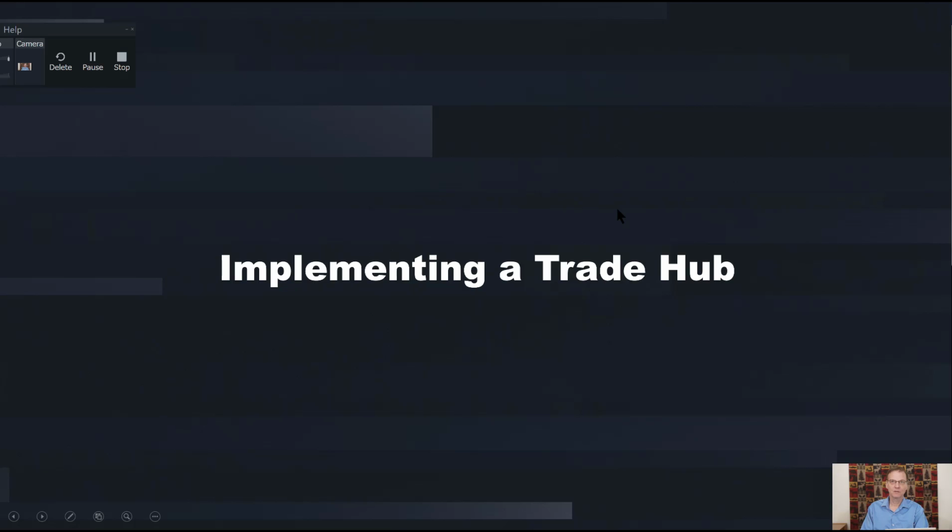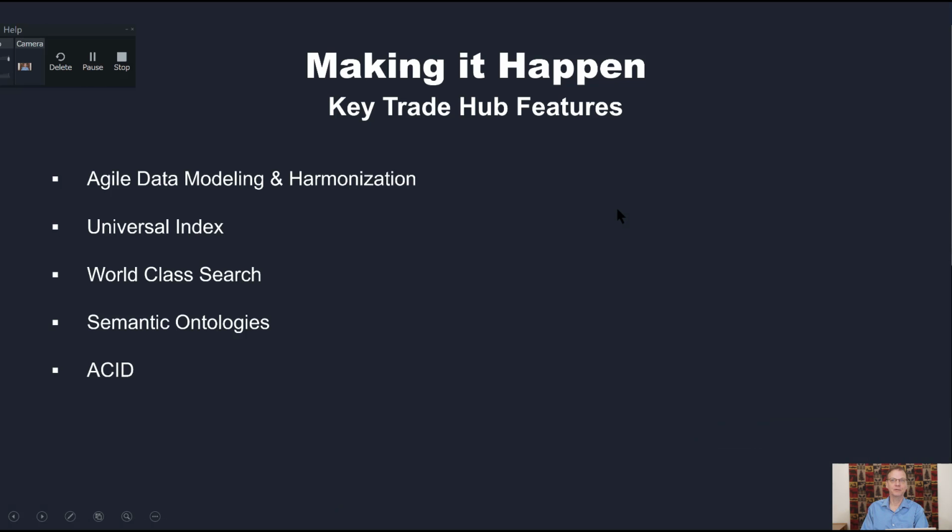So let's move on to how you implement a trade hub. What are some of the core capabilities you need to implement a first-class trade hub? Basically, you need technologies which let you build the hub in an iterative, agile way. You also need powerful search and query capabilities. For real-time systems, you may need ACID transactions to be sure your results are accurate.